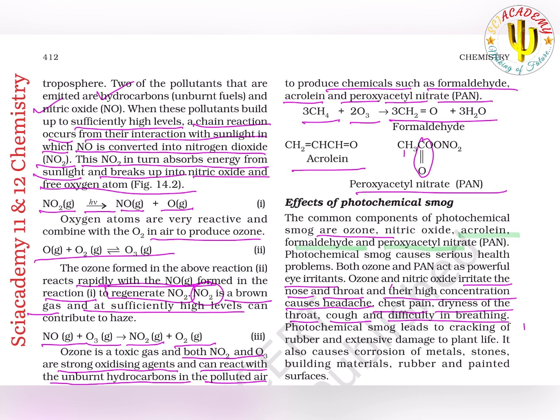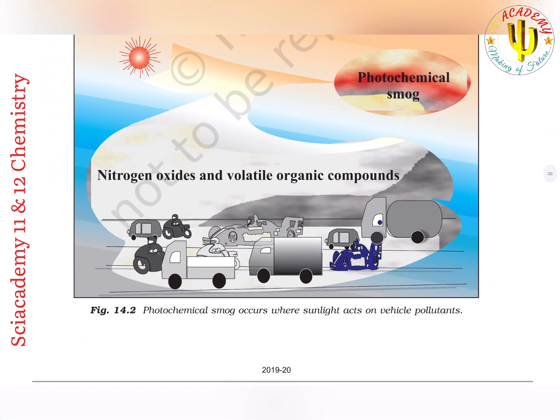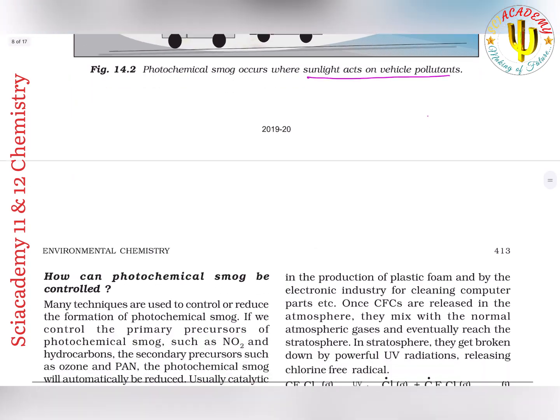Photochemical smog leads to cracking of rubber and extensive damage to plant life. It also causes corrosion of metals, stones, building materials, rubber, and painted surfaces. Figure 14.2: Photochemical smog occurs where sunlight acts on vehicle pollutants.